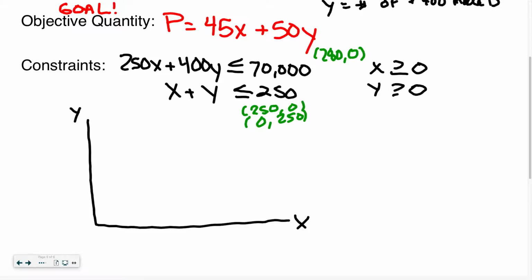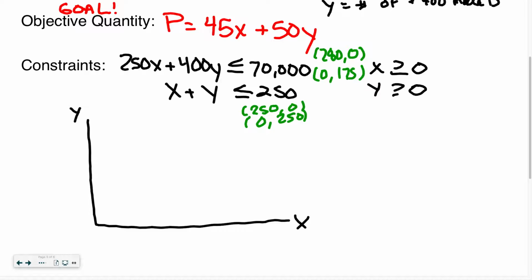280. And then if I put 0 in for x, what's 70,000 divided by 400? 175. Okay, on a linear programming problem, because I'm going to get these big intercepts, I like to do my intercepts first so that I can then decide my scale. I've got to go up to 280 and 250 on the x and the y, so I'm probably going to scale by 50 or 100.